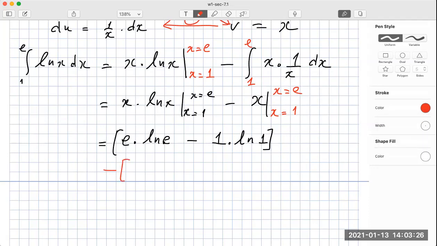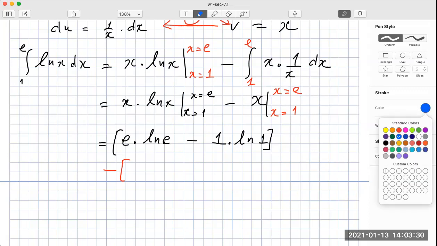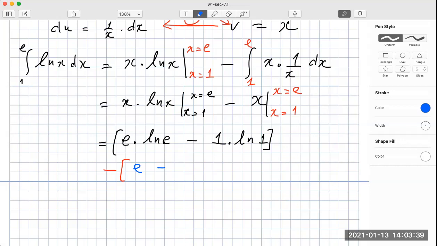We need to evaluate the second terms here, right? Let us write in different colors. So at the upper limit will be equal to E. Therefore, it will be E minus the evaluation of the lower limit, which is 1. So remember, the sign here is very tricky. So don't forget the parentheses here, the bracket.